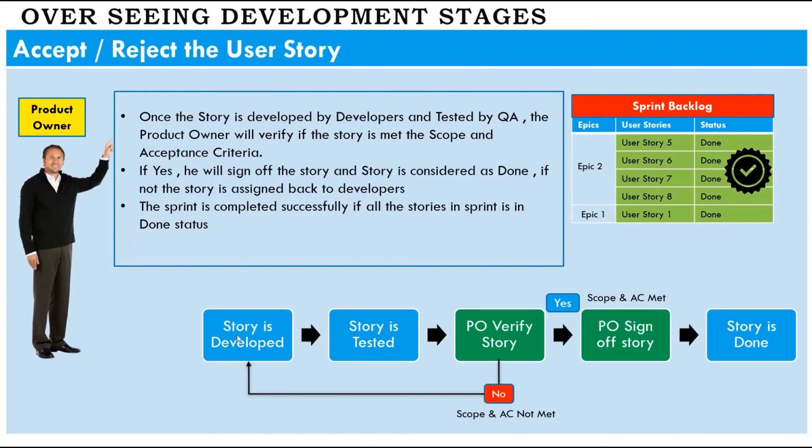Once the story in the sprint is developed by the developer and tested by QA, the product owner verifies the story. If the story meets the scope and the acceptance criteria, he will sign off the story and the story is considered done. If not, he will assign it back to the developer. The sprint is completed successfully only if all the stories in the sprint are in done status.